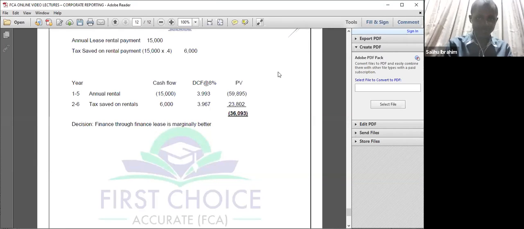Is that not my decision? That's what I said now. Finance, okay, operating, oh okay, this is what I'm saying. It's just a typographical error. Just put finance there now. We did not evaluate finance lease now, you understand? So just put operating there. It's a typographical error. So change it to operating lease. Financing through operating lease is marginally better, so it should be chosen.